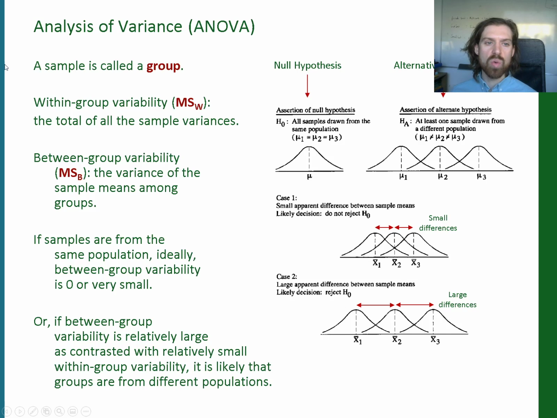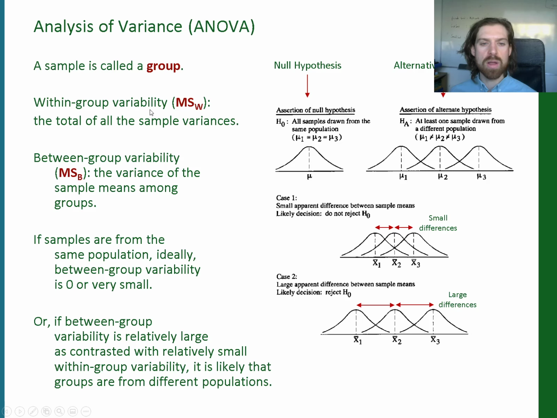Okay, so within ANOVA, a sample is also called a group. We might have lots of different samples of house prices that we pull from different places. In ANOVA, that sample term is also used interchangeably for groups, so I just don't want you to be confused if you see that written in the book or elsewhere.